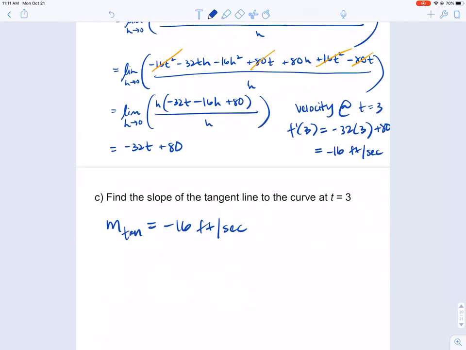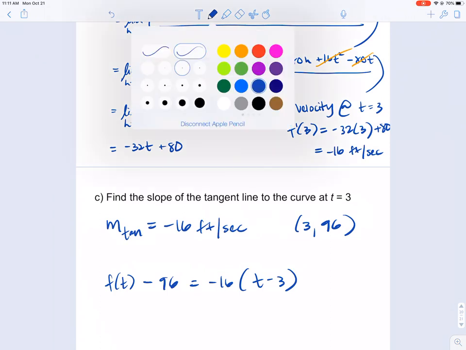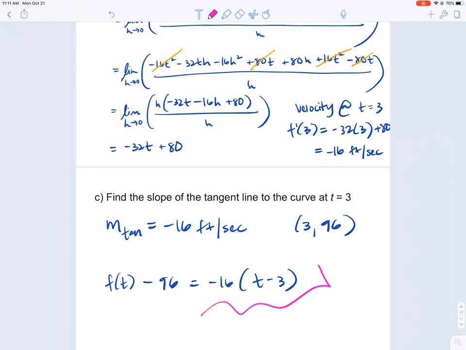So like if we wanted to come up with the equation of the tangent line at that point, at 3, 96, that would be f of t, I'm using f of t instead of y, minus 96 equals negative 16 times t minus 3. So like that would be the equation of the tangent line at that point.